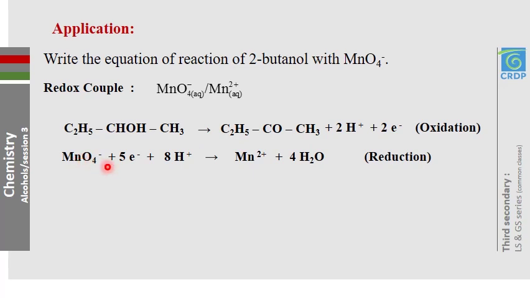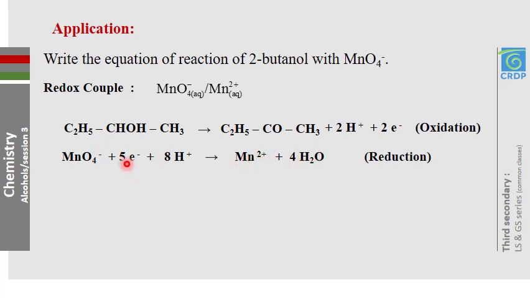Another half equation is MnO4 minus giving Mn2 plus. Of course, we have 4 oxygen atoms, so we have to add 4 H2O here, and then 8 H plus here, and at last balance the charge by adding 5 electrons, so that the overall charge here is equal to the overall charge here.